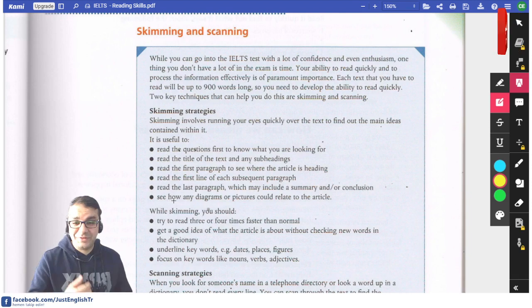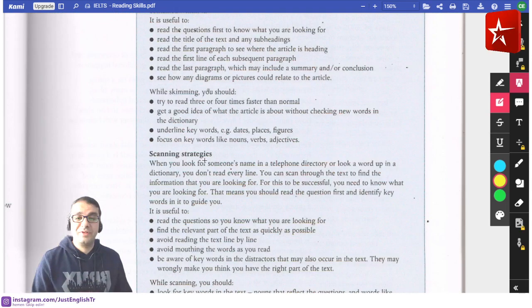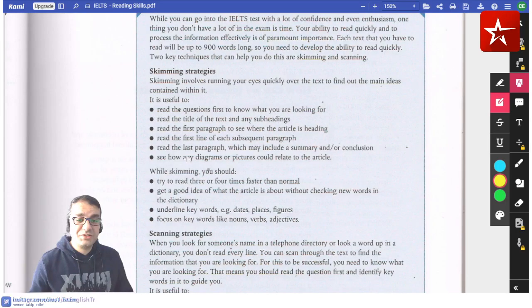Okay. Now, afterwards, see if there are any diagrams or pictures related to the article. Check if there are any pictures or anything related to the article.